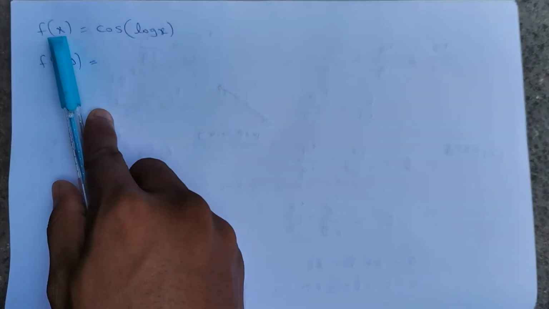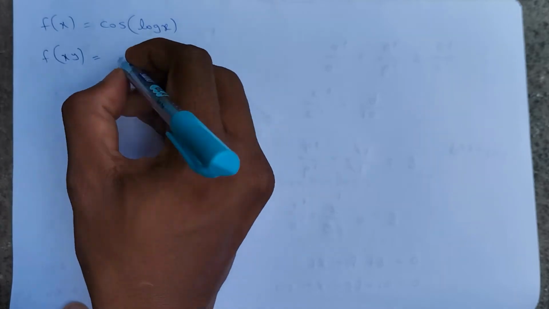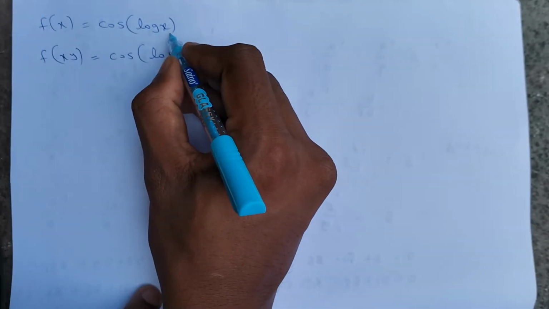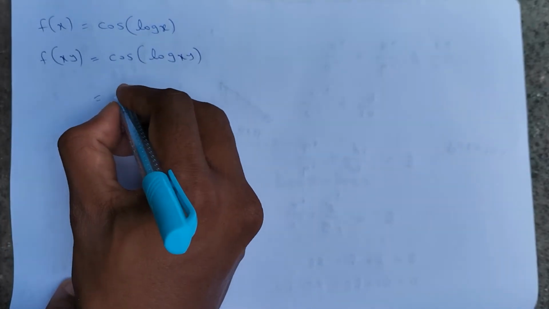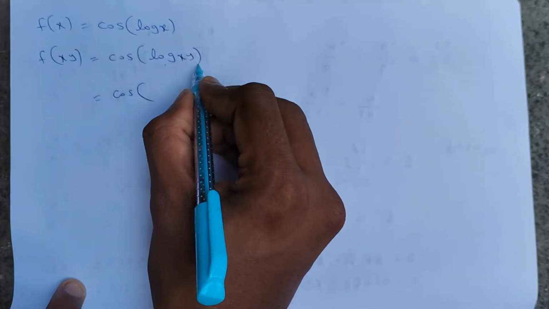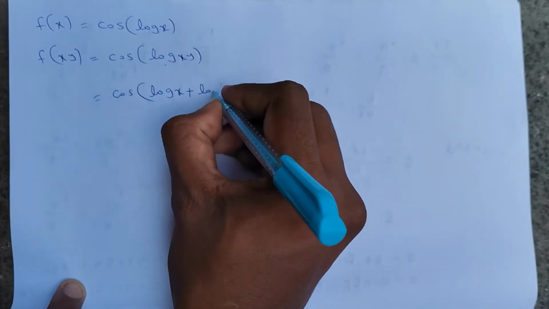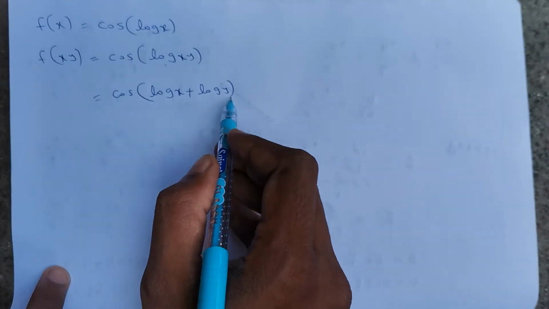Okay, in the given question, f of x is equal to cos of log x. Now we are finding f of xy. So simply in the place of x, we need to substitute xy. So we get cos of log xy. Log xy is equal to log x plus log y. Now this is cos of log x plus log y.